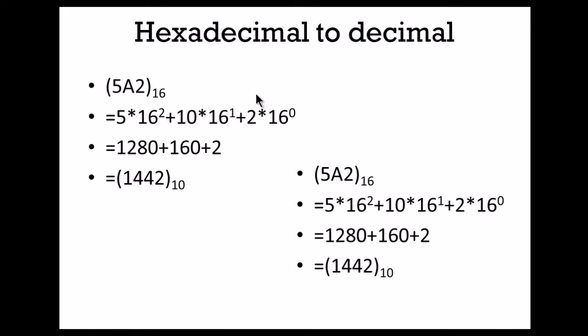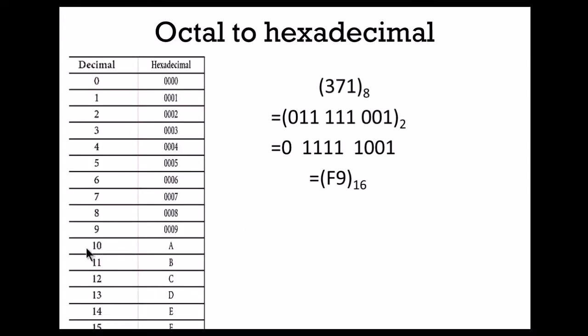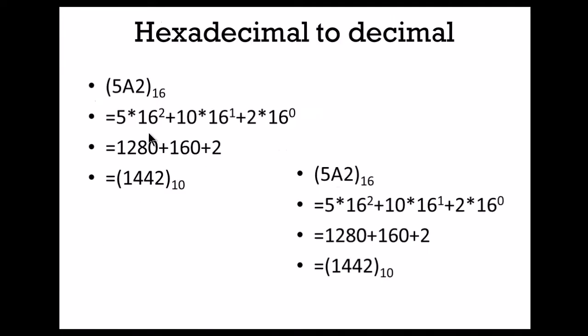Now we convert hexadecimal to a decimal number. Suppose we have the number 5A2, a hexadecimal number, and we have to convert it to decimal. So 16 raised to 0 into 2, and 16 raised to 1 into A. The equivalent of A we know is 10, so we'll write 10. 16 into 2, cross 5. So finally when we solve it mathematically, 1442 comes as the decimal number of the given hexadecimal number. This is another example.